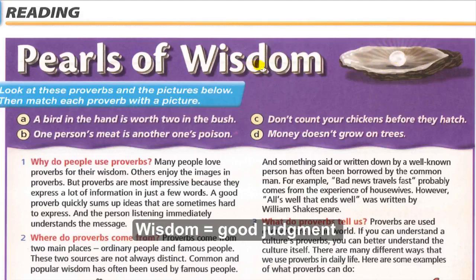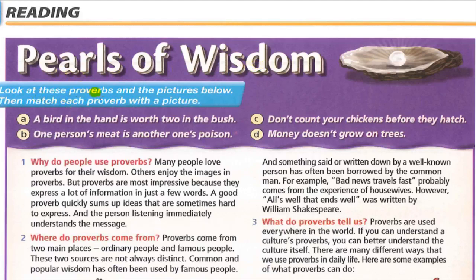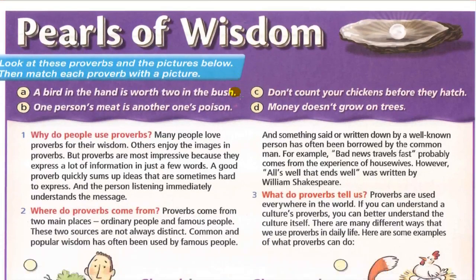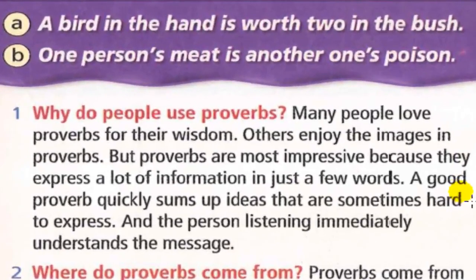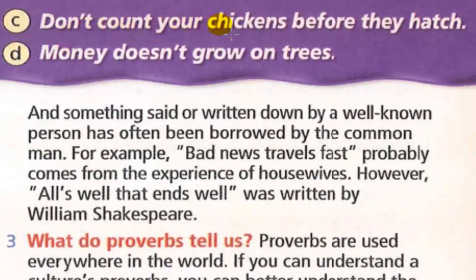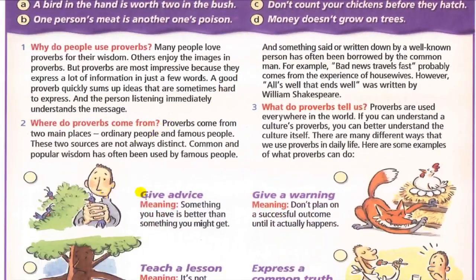Wisdom, good judgment. Look at these proverbs and the pictures below. Then match each proverb with the picture. So here in this exercise, we have 4 pictures and 4 proverbs. A bird in the hand is worth 2 in the bush. This is the first proverb. One person's meat is another one's poison. Don't count your chickens before they hatch. Money doesn't grow on trees. We have here 4 proverbs, and we have 4 pictures.